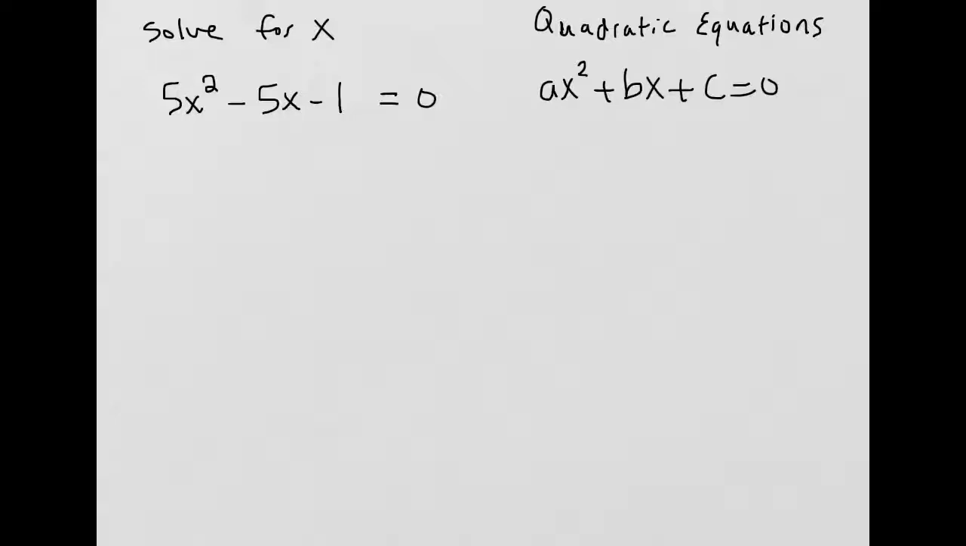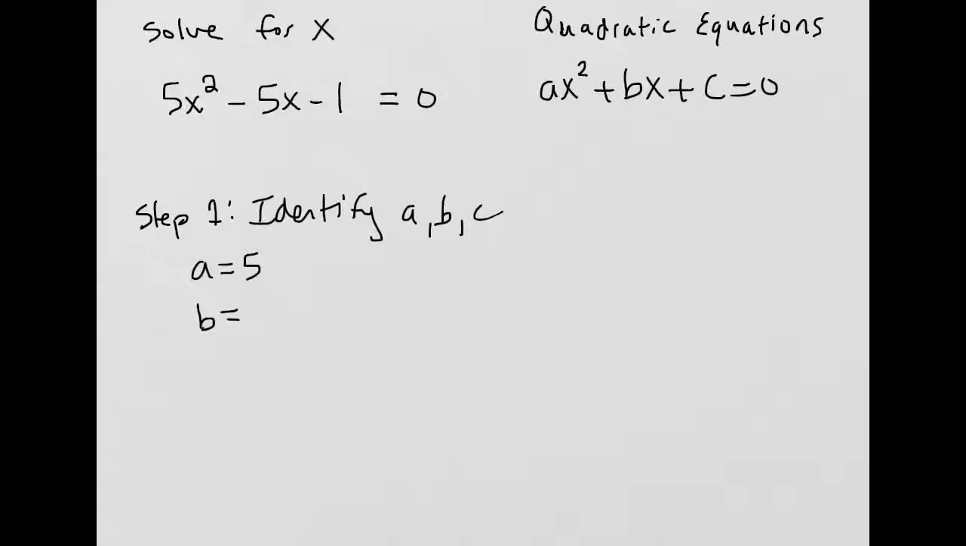So our first step in using the quadratic formula to solve an equation like this is to identify what a, b, and c are for us. So a is the guy that's sitting right in front of our x squared term. So a is going to be 5 for us. B is the guy that's sitting right in front of our x term. And we keep the sign. So our b term is going to be negative 5.